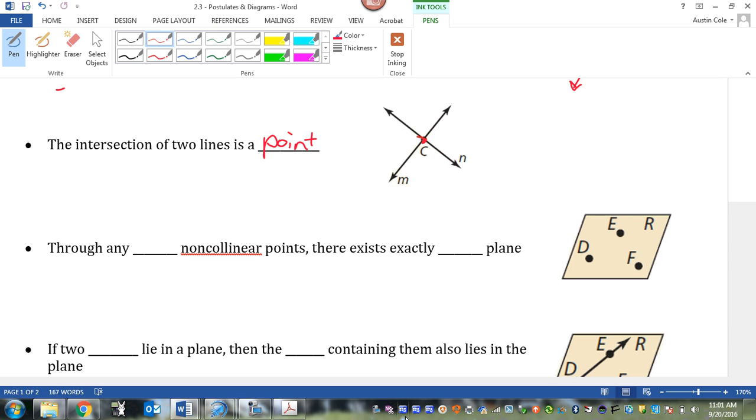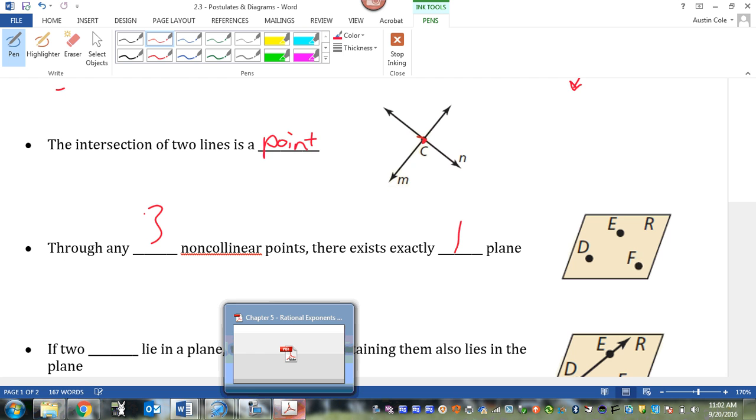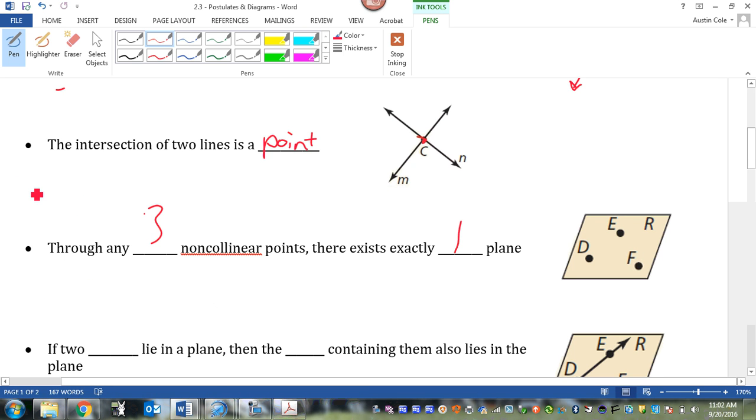Do you have any questions on that? Awesome. Through any three non-collinear points, there's exactly one plane. So what's non-linear mean? They're not all in the same line, exactly. So if I have a point here, a point here, and a point there, you can't draw a line through those three, unless it's curved, which we just talked about can't happen.